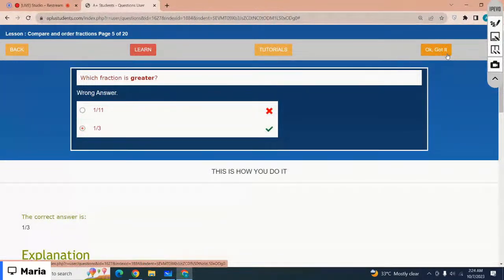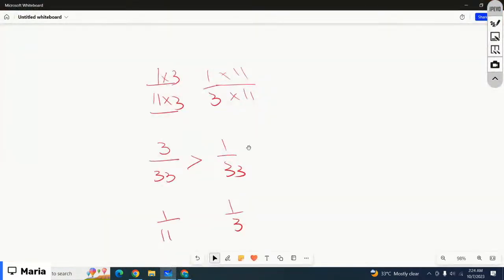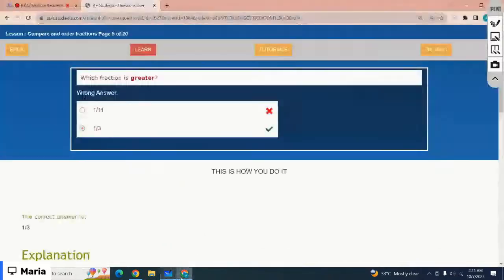1 over 3 is greater. Hold on. Because that is 11 over 33. I forgot to multiply 1 times 11. So obviously 3 over 33 is less than 11 over 33. So yes, 1 over 3 is greater, right?